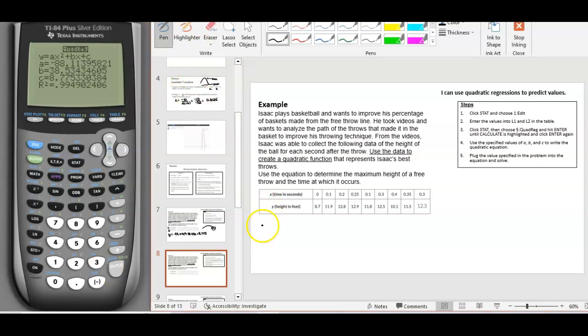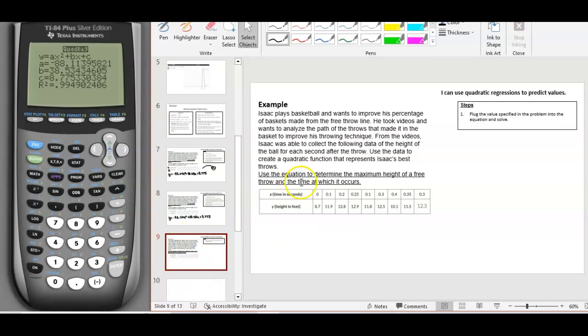So once again, we can write the equation. That is going to be y equals negative 88.114x squared plus 38.53x. And then we have plus 8.775. Okay, so now that we have this equation, we are going to use it to determine the maximum height of a free throw and the time at which it occurs.